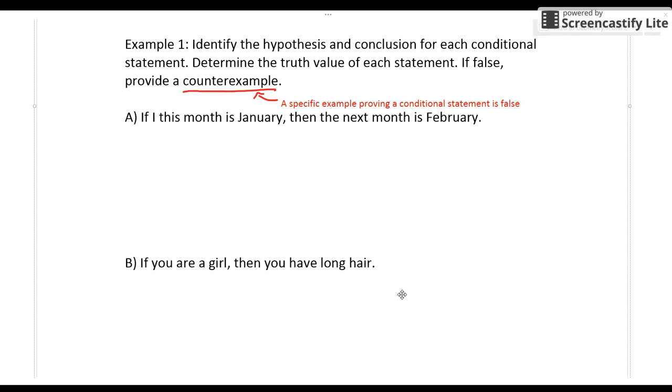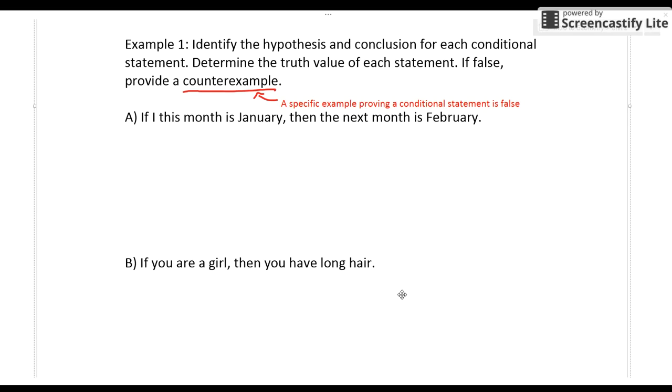So for example, if you think back to that earlier statement, if a number is even, then it ends in 2. You can give me a specific counterexample saying, no, 14 is an even number that ends in 4, not 2. But you wouldn't say some numbers that are even don't end in 2. You want to give me something detailed.